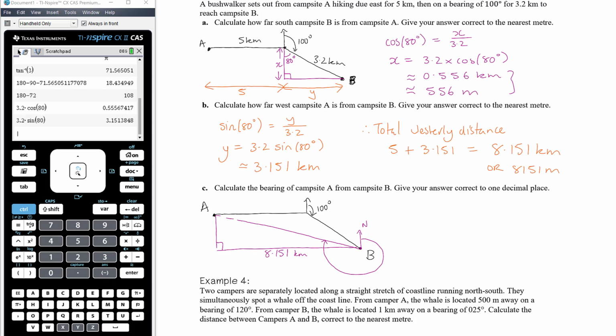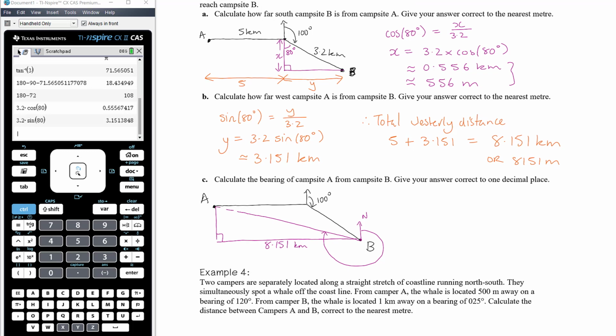So what else do we know? We also know this vertical height is x. We worked that out back in part A. This is 0.556 kilometres. So we've got two lengths in that purple triangle, so we should be able to find this angle here, which we can then add on to 270 degrees to find the bearing. So we know that tan of theta is going to be 0.556 over 8.151. Make sure you stick in the same units. Either use both your metres or both your kilometres. And so theta is going to be inverse tan of 0.556 over 8.151.